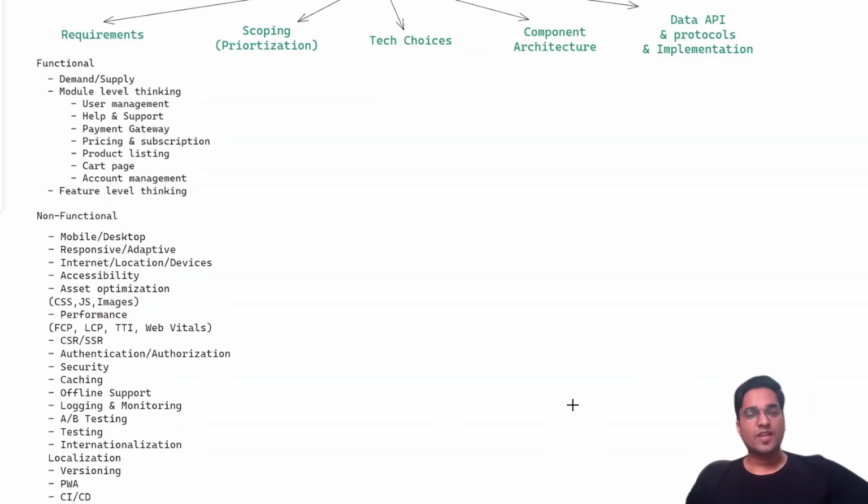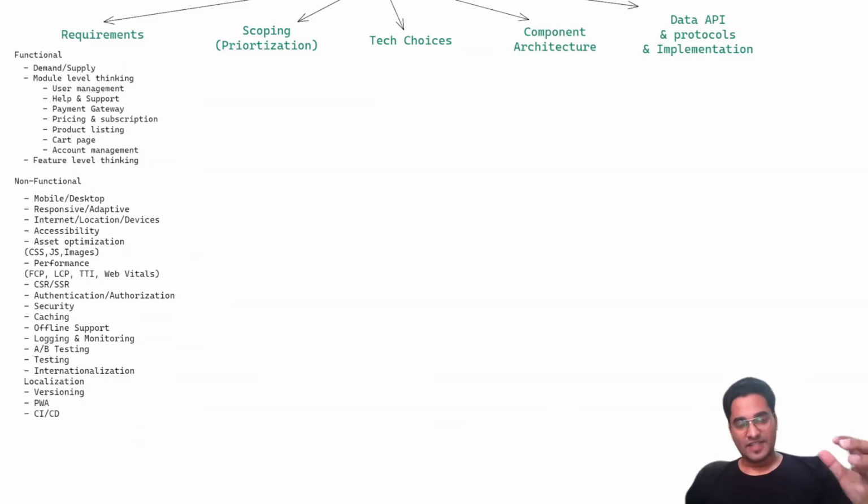When we have a huge list of functional and non-functional requirements, it's time to scope it and prioritize it, because in 40 minutes or 45 minutes, in 1 hour, we can't discuss everything that is there on the board, right? So we have to prioritize, and it's time to prioritize this stuff.